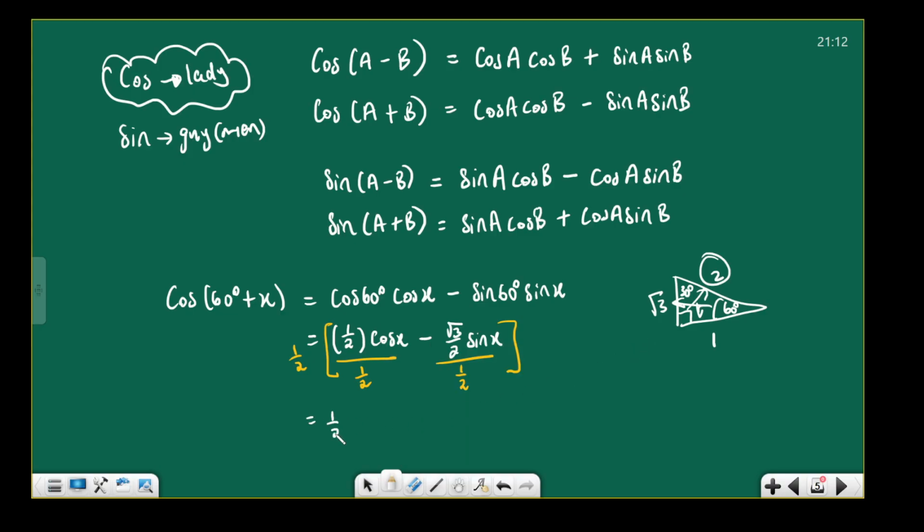So you would have half into cos x, because this and that they cancel, minus, now here the answer would be root 3. If you say this divided by a half, the answer should be root 3, and then you'll have sine x. Then you would have simplified it to the best of your abilities. Okay, so that is how we use the compound angles. It's just about making sure you identify your angles. Let's just try that one more time.